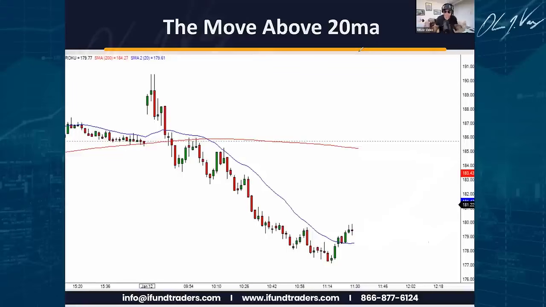Once we have this elongated move to the downside with space, we need to see the stock demonstrate its ability to sear through, not just come to, like it did here. It came to and dropped, came to and dropped. You see? Came to the 20 and dropped. No. This sears through.